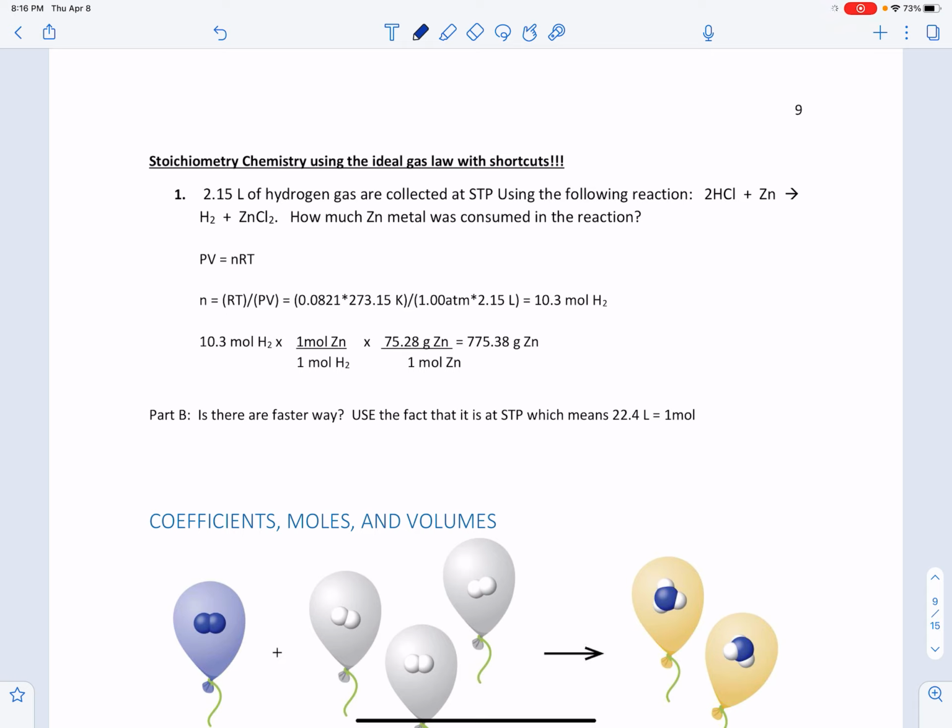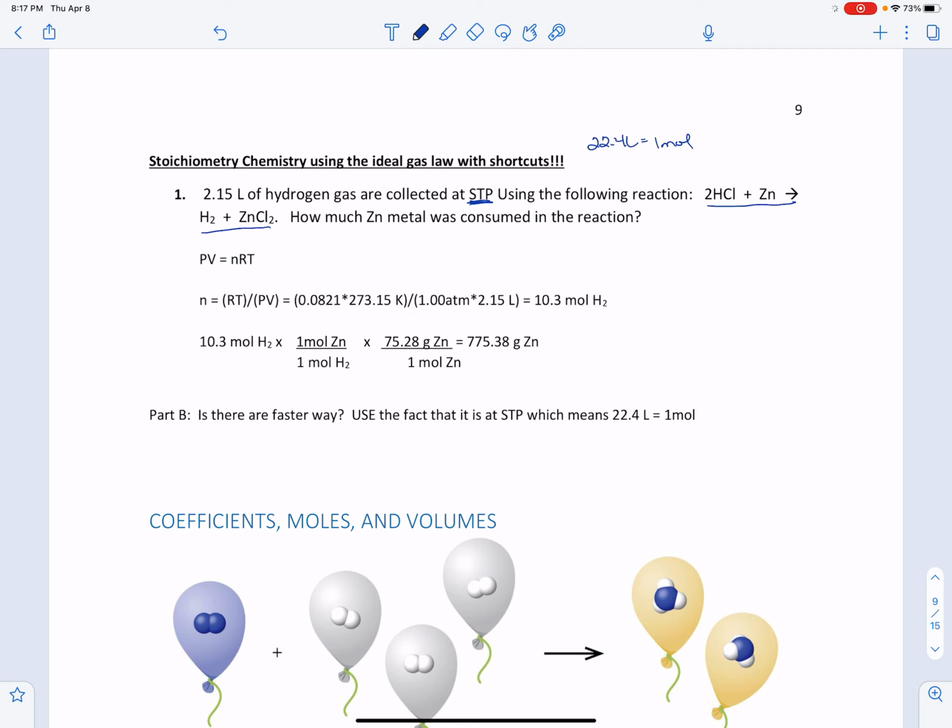So here's our shortcut. We've got a few shortcuts in our arsenal. If we're at STP, we have an additional conversion. We know that 22.4 liters is equal to 1 mole. So here's how we solve it. If we have an equation, you're like, oh no, not equations.